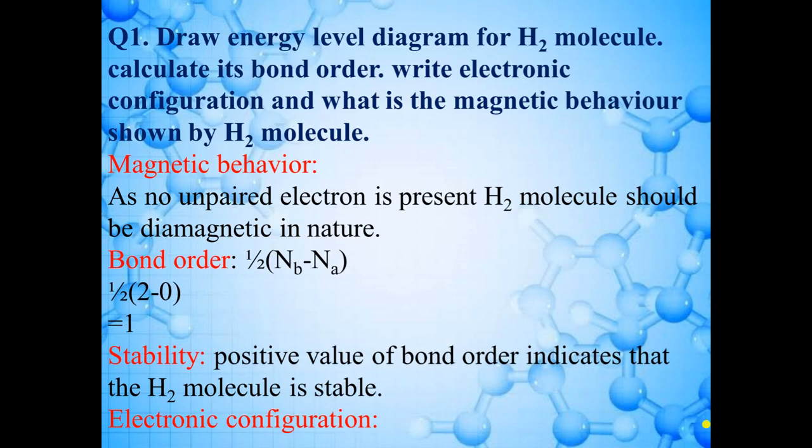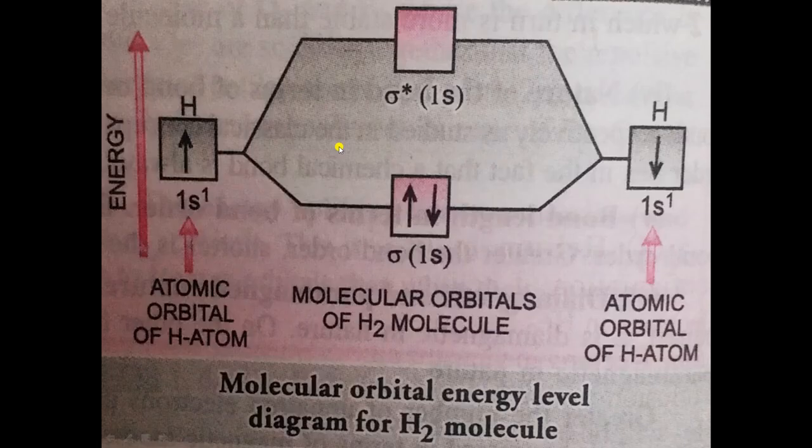So, the question will come in this way. Draw energy level diagram for H2 molecule, calculate its bond order, write electronic configuration and what is the magnetic behavior shown by H2 molecule. So, first of all we will draw energy level diagram.